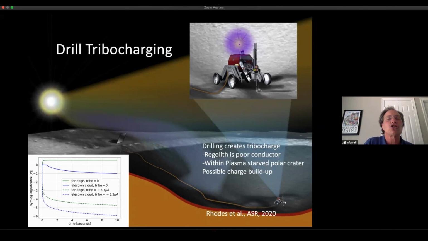Another application is charging. He has a paper out in Advances in Space Research on drill charging in a polar crater, where you generate charge by the triboelectric contact between the drill head and the regolith. But what happens is the regolith itself is a poor conductor in these cold regions, and you're in a plasma starved polar crater, so you run the possibility that you can develop anomalous charging on the drill. In fact, he was modeling it with over 10 kilovolts in a few seconds. So that's something that you got to think about and need sound engineering practices to figure out how to remediate that kind of charge buildup. And in his paper, he discusses a couple of these.